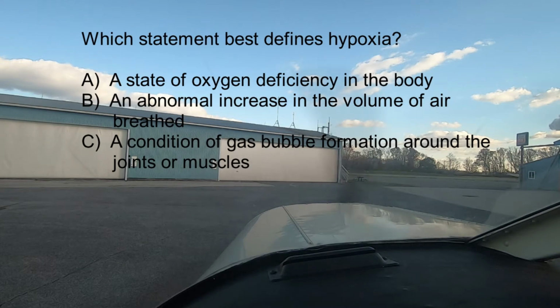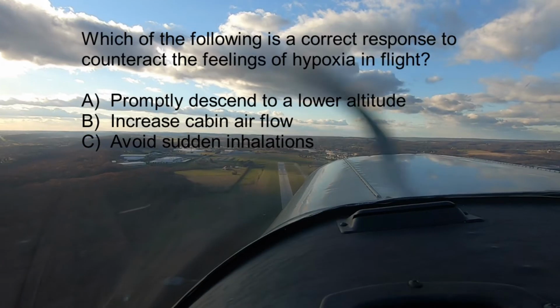Okay, the answer is A, a state of oxygen deficiency in the body. So hypoxia means reduced oxygen. The greatest concern about hypoxia when flying is reduced oxygen to the brain, since it is particularly vulnerable to oxygen deprivation. So any reduction in mental function while flying can result in life-threatening errors. So hypoxia can be caused by several factors. Maybe the most common is insufficient supply of oxygen to your body.